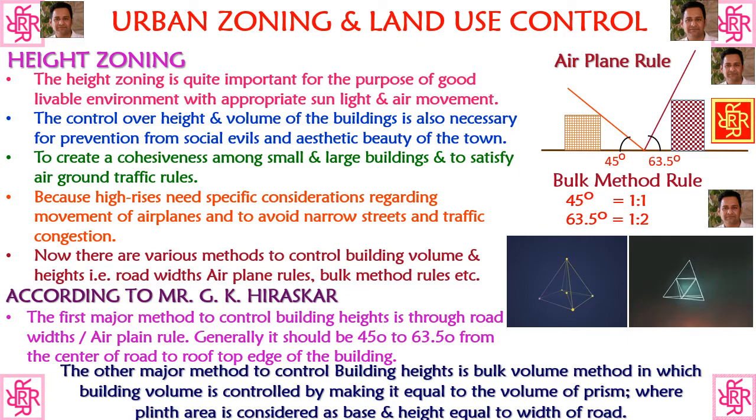Now, the other major method to control building height is the bulk volume method, in which building volume is controlled by making it equal to the volume of a prism, where the plinth area is considered as the base and the height is equal to the width of the road. So here you can see the prism, and the building should be developed within this prism style. Now let's go ahead. This is basically 1/3 multiplied by area and multiplied by height. So that is, you can say, the bulk volume method.